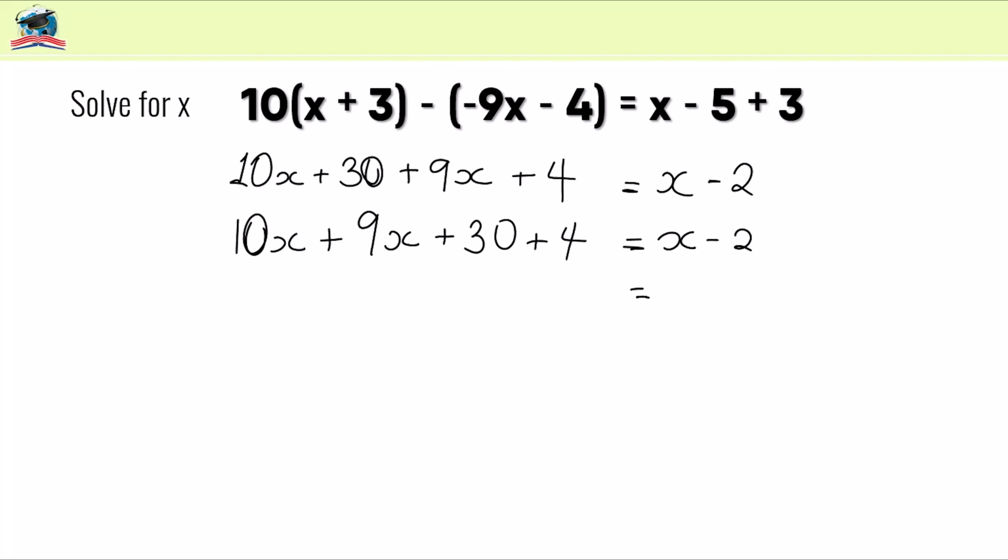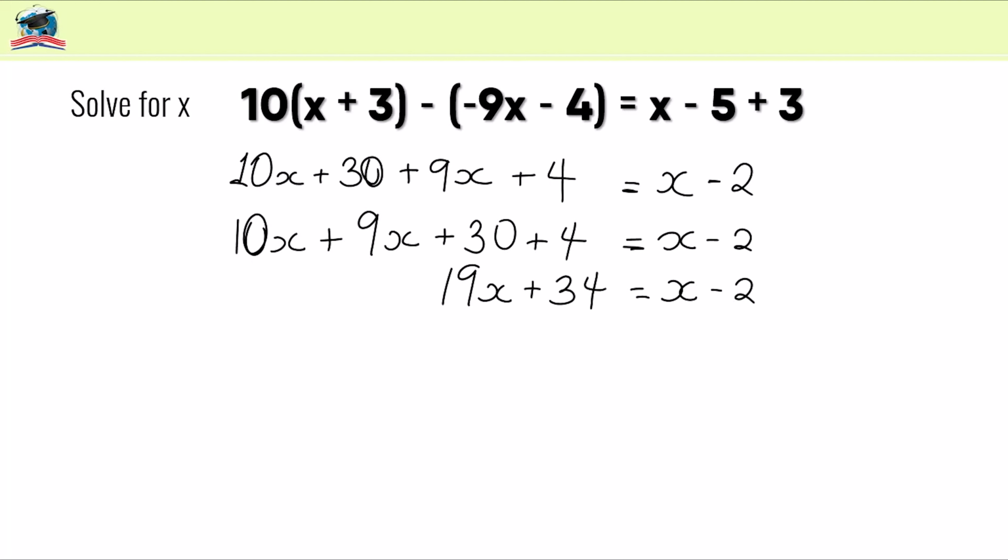We have is equal to here is still x minus 2. Now let's simplify this. Plus 30 plus 4 will give us a plus 34. So we have a 34 there. And then we have a plus there. And then we have 10x plus 9x. That gives us 19x. So good. We have 19x here. Beautiful.